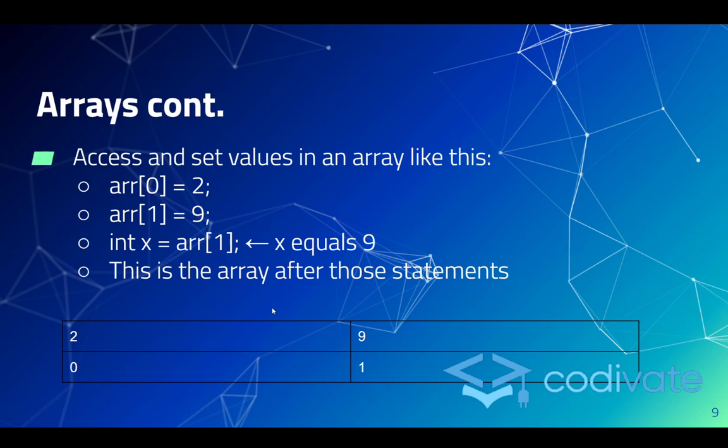Now, not only can we put numbers into the array, we can also take numbers out of the array. We can say int x equals that array at 1. And in this case, if we look at array at 1, it's equal to 9, so x equals 9. That's how it works, basically.